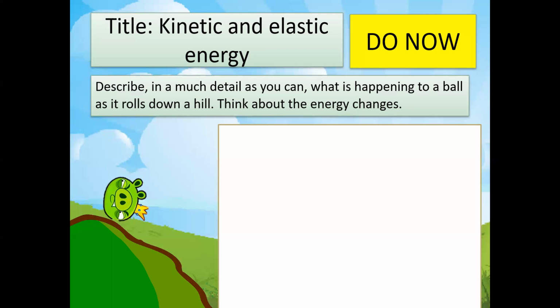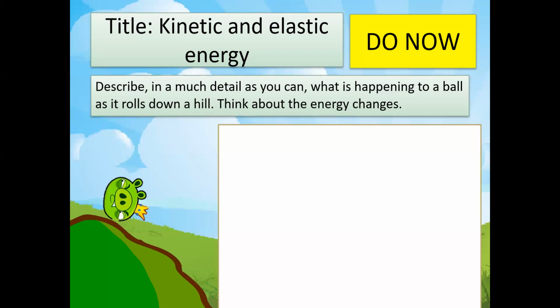What is elastic potential energy or elastic energy? This is energy stored in elastic objects. For example, springs, elastic bands, anything that can stretch has elastic potential energy or can store elastic potential energy.